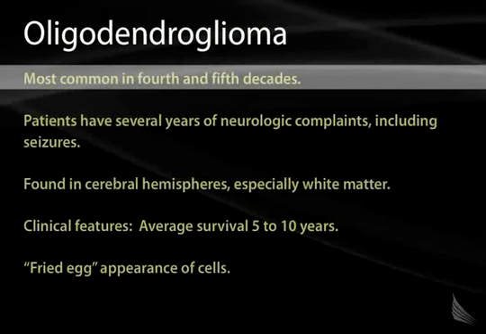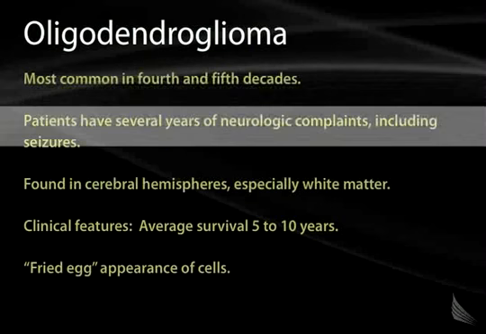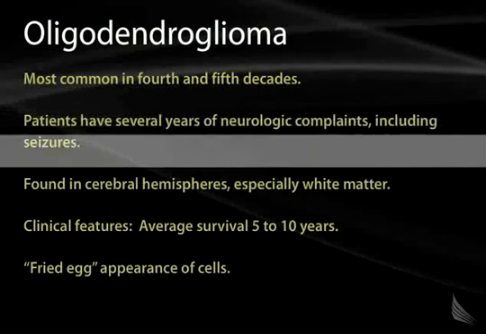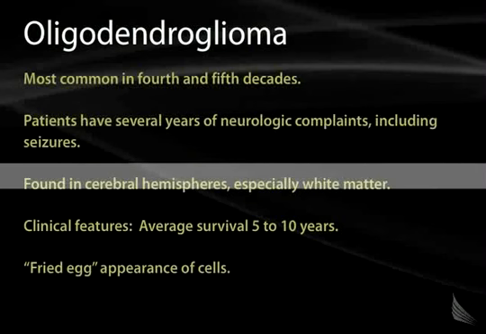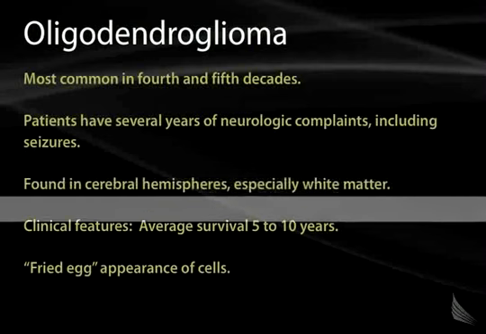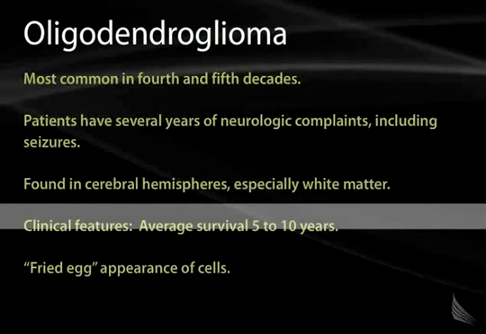Oligodendroglioma is most commonly seen in the 4th and 5th decades. Here, patients have several years of neurologic complaints, including seizures. They are typically found in cerebral hemispheres, especially in the white matter. The clinical features are an average survival of 5 to 10 years and long-standing neurological complaints, including headaches and seizures.